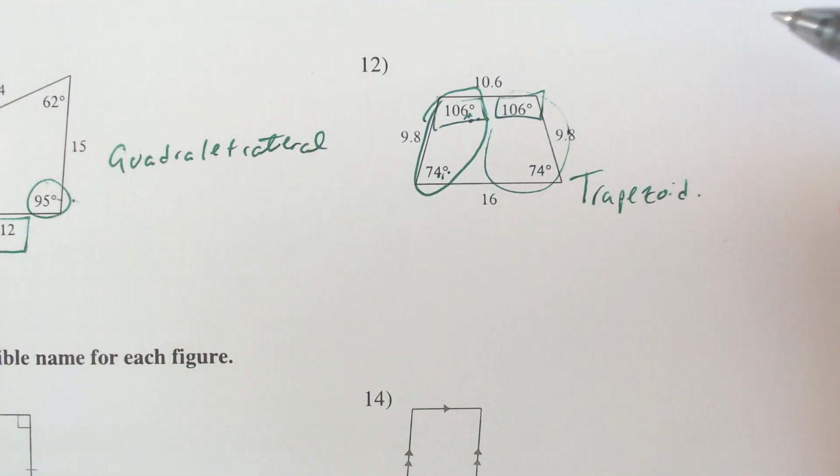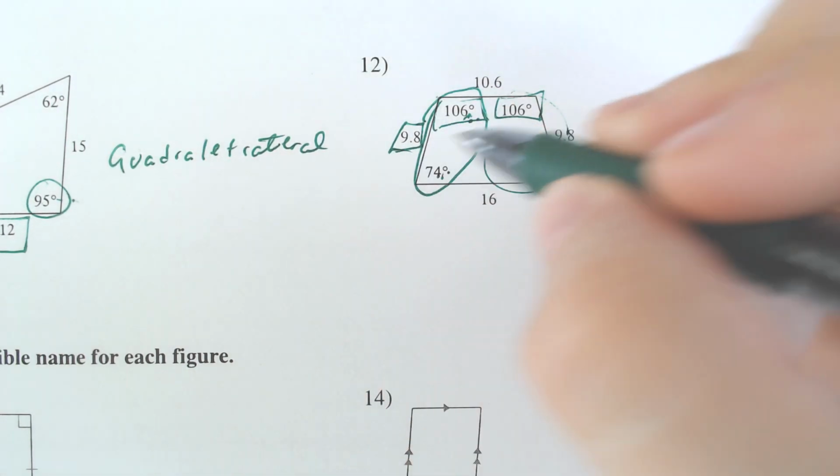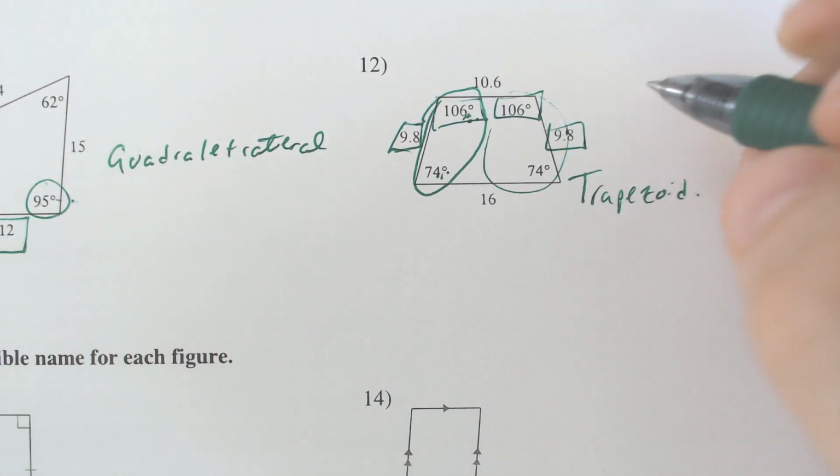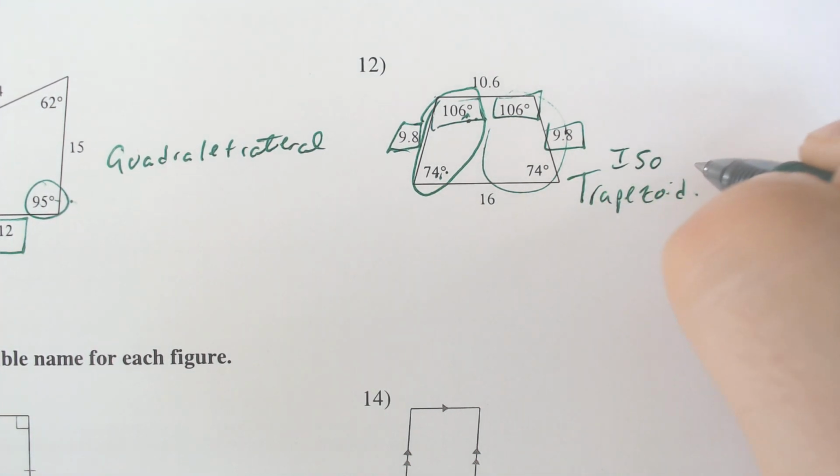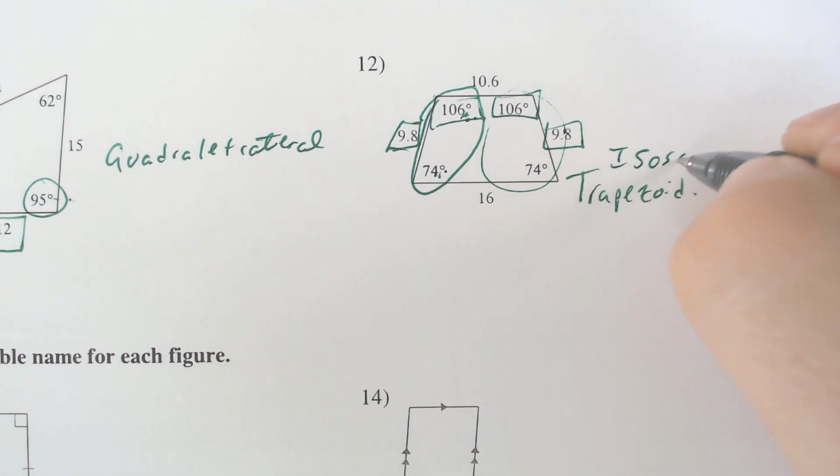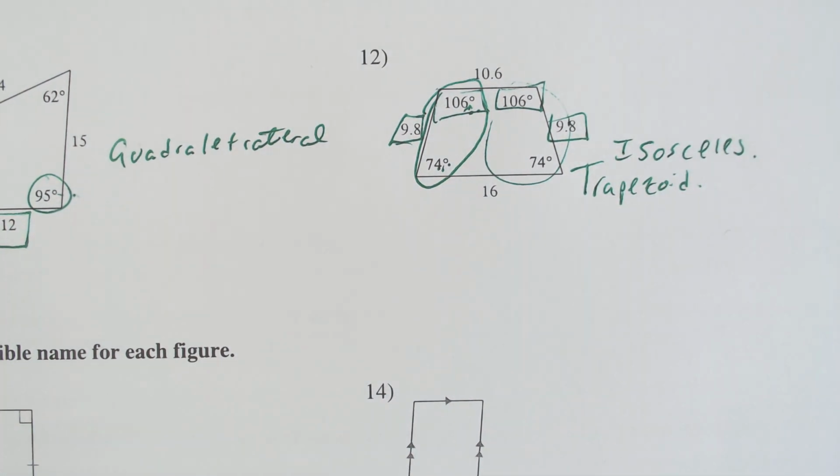But this is a unique version of a trapezoid where the opposite sides are equal and the opposite angles are equal. So this is an isosceles trapezoid, much like the isosceles triangle that has two sides that are equal. The isosceles trapezoid also has two sides that are equal and two sides that are not equal.